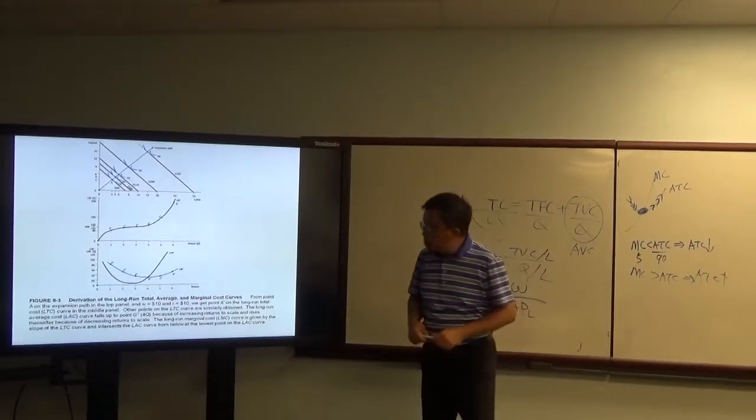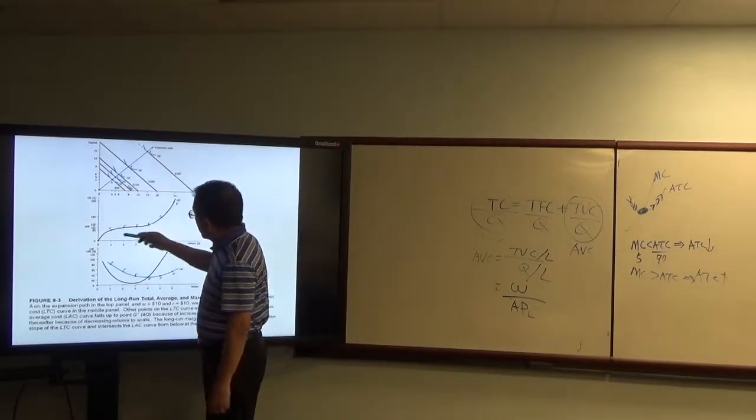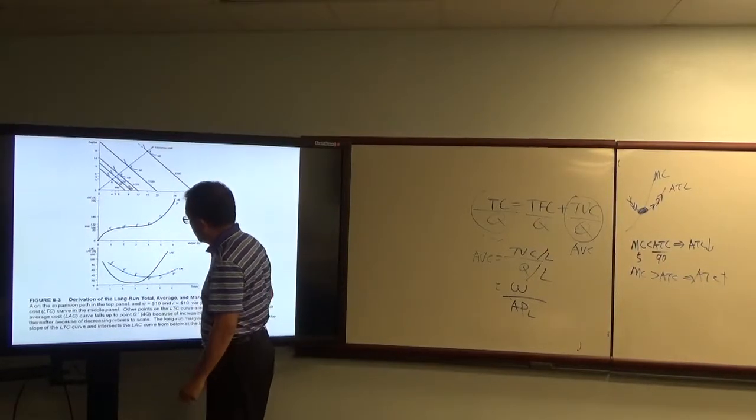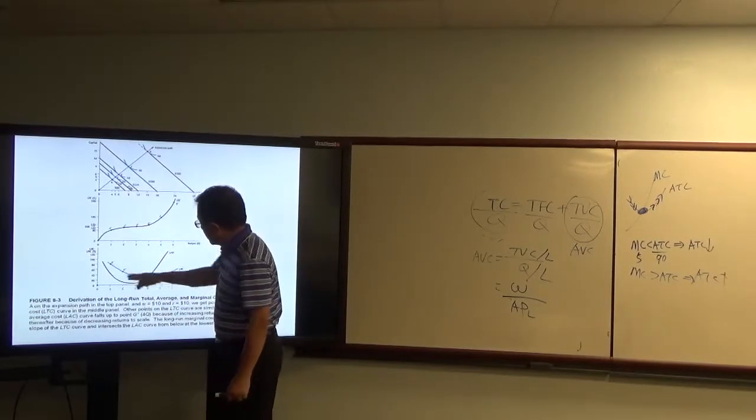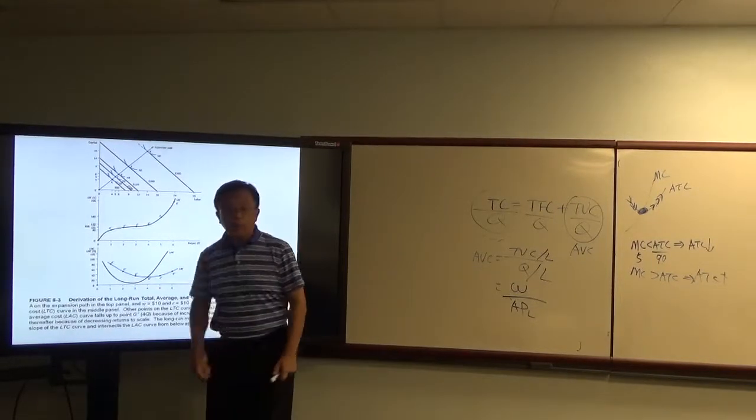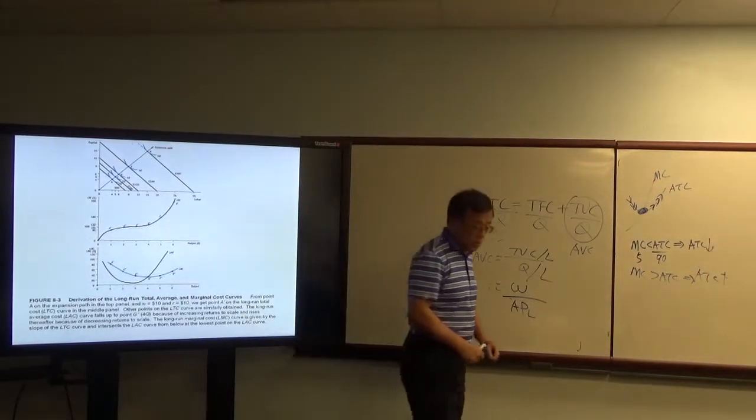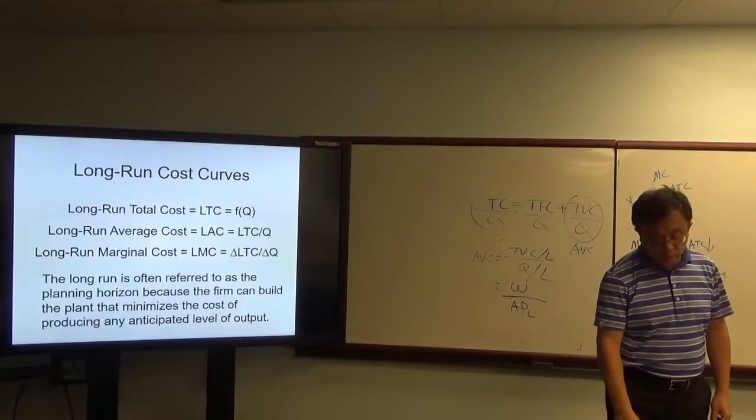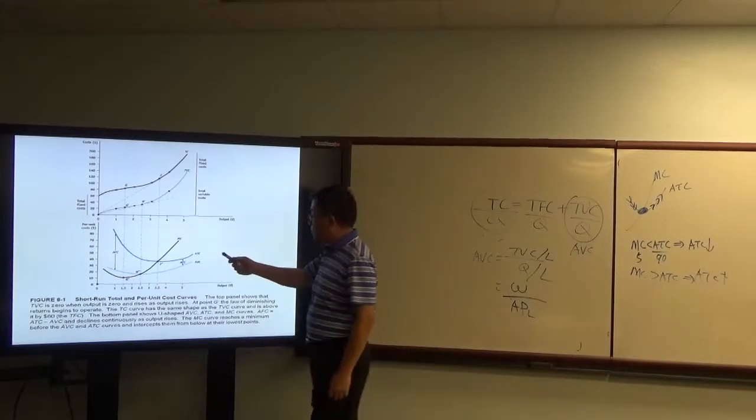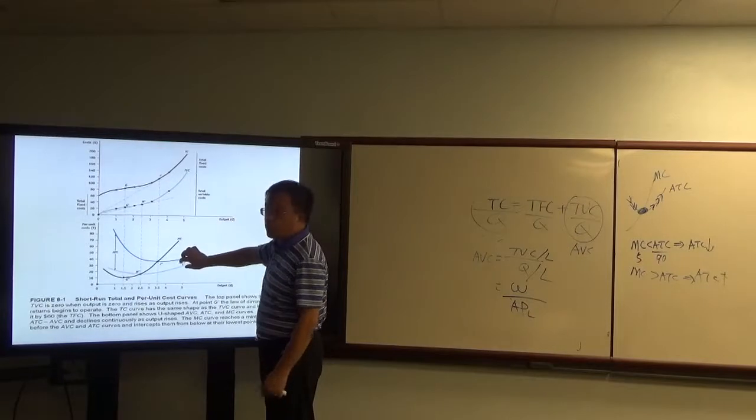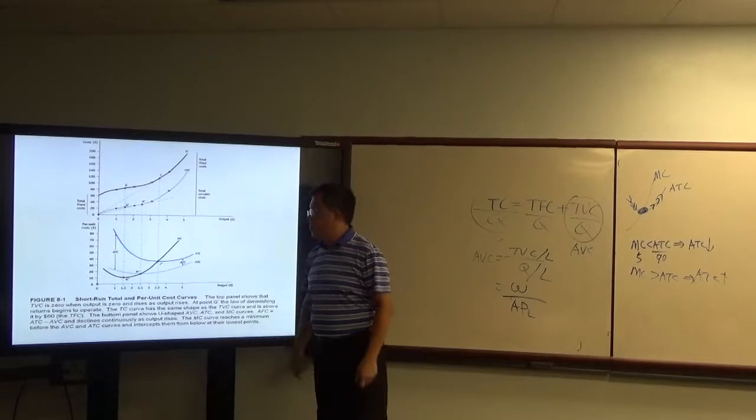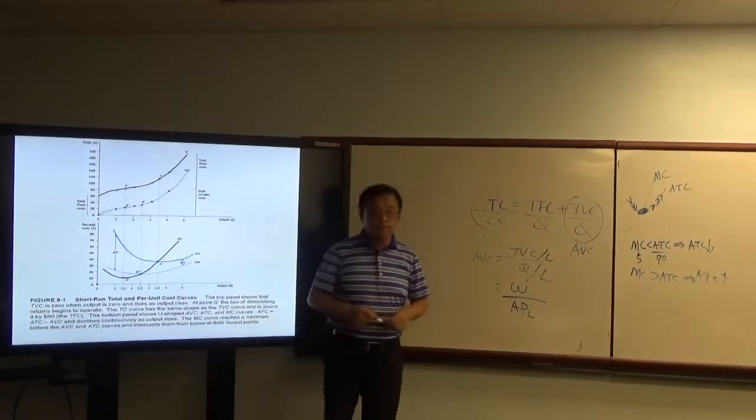So this is the long run total cost, and the average cost and the marginal cost in the long run. And remember, in the long run, there's only one average cost. In the short run, there are two average costs: the average total cost and the average variable cost. The difference between the two is the average fixed cost. But in the long run, there's only one curve because there's no fixed cost.